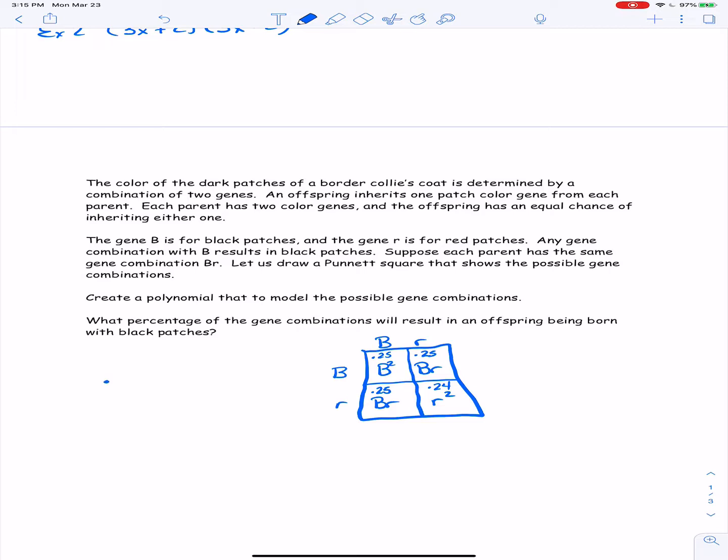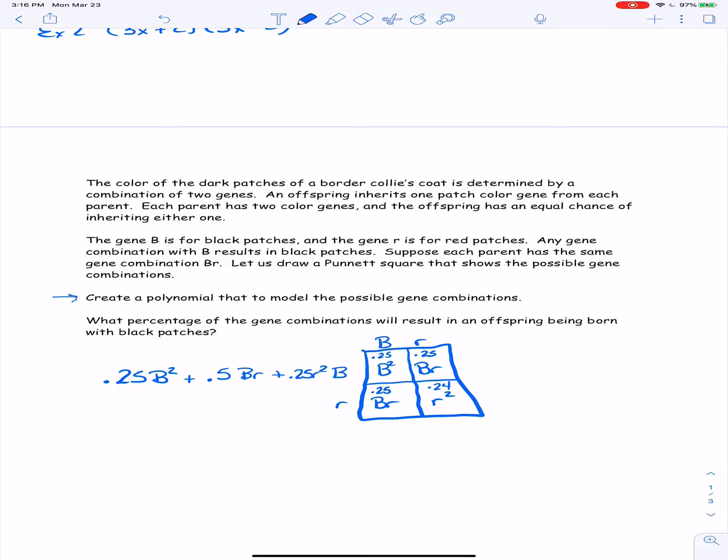So we want to go 0.25 B squared plus a half Br plus lowercase r squared. Oops, I made a mistake. That's going to be a quarter of r squared. Okay, now we have a second question. So this is our polynomial. So we've done this right here.